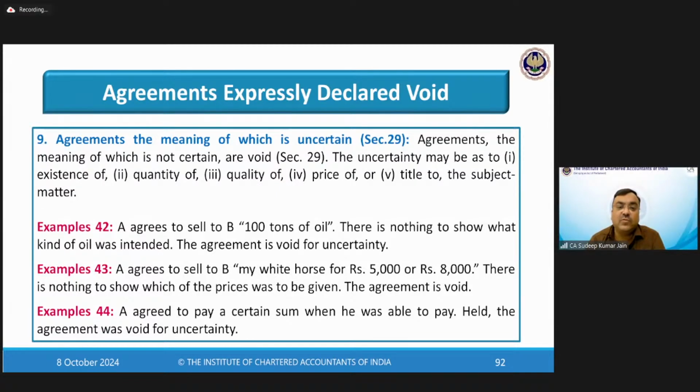A agrees to sell to B 100 tons of oil. This example I have already discussed with you. There is nothing to show what kind of oil was intended. The agreement is void for uncertainty. याद है? Essential elements से पढ़ा था हमने ये. 43. A agrees to sell to B my white horse for rupees 5,000 or 8,000. Price is not certain. Again, it is void. A agreed to pay a certain sum when he was able to pay. कि सर जब पैसा हो तो दे दूंगा. This is again void.